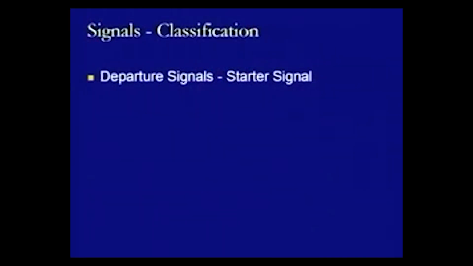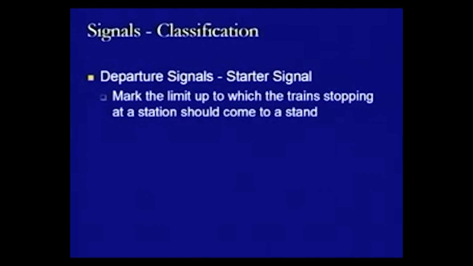The starter signal, in the categorization of departure signals, is provided just ahead of the locomotive from where it is going to start, and this marks the limit after which the train stopping at a station should come to a stand. That is the location, because if the locomotive crosses the starter signal, then the driver will not be in a position to look at the signal and understand what it is saying, because he will be at the back of that signal. That is why it is important that the train stops just ahead of the starter signal. The locomotive takes its position short of the starter signal.